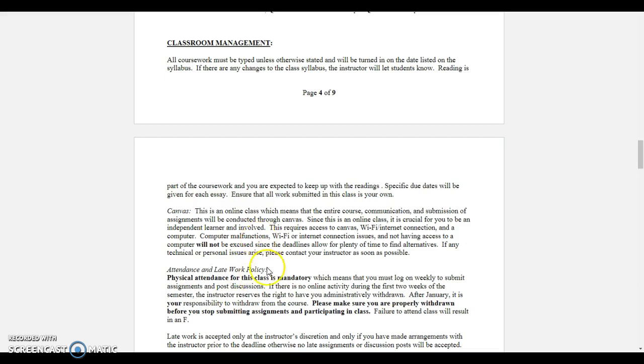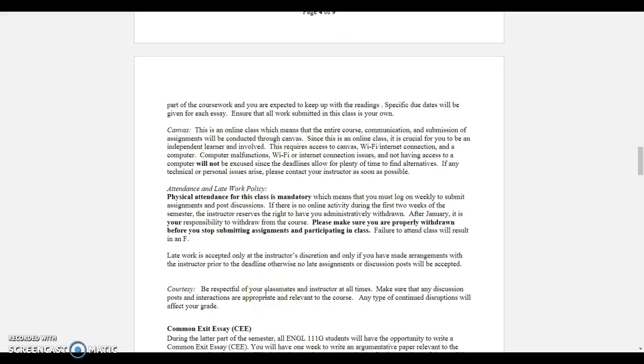As far as late work, I don't accept late work. Everything is due by the time that it is stated on the Canvas and syllabus, and the only way I'll accept late work is if there was some sort of emergency. Then I will go ahead and accept late work. But please keep in mind that technology problems like not having Wi-Fi and things like that are not really considered an excuse, because these assignments are up way ahead of time.